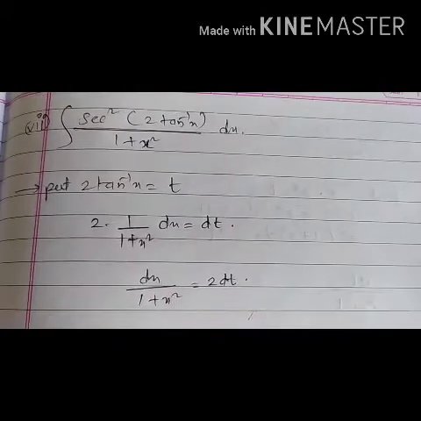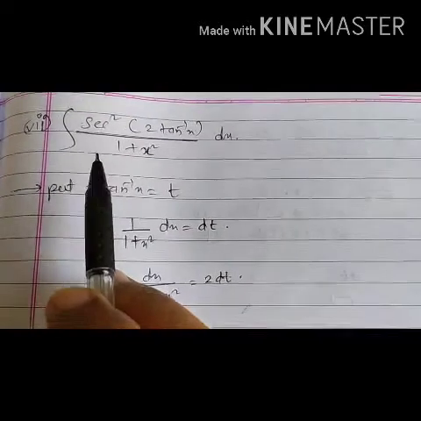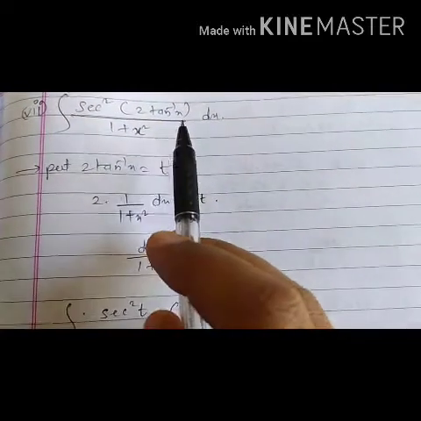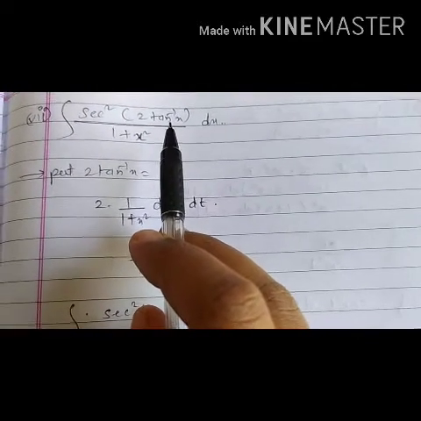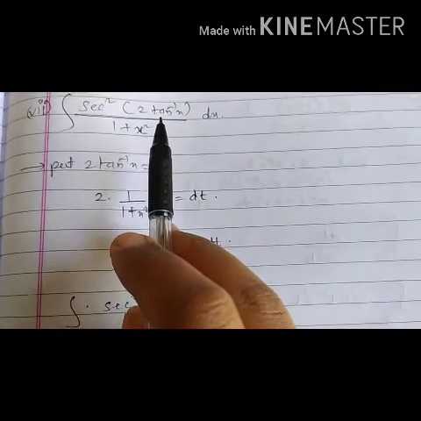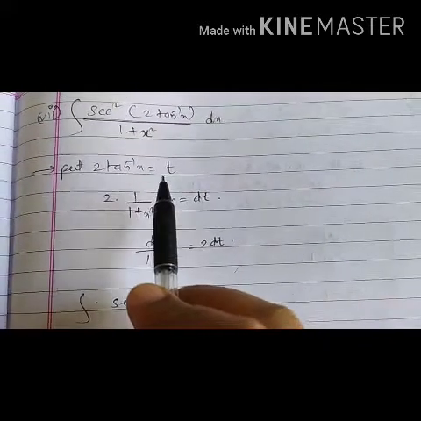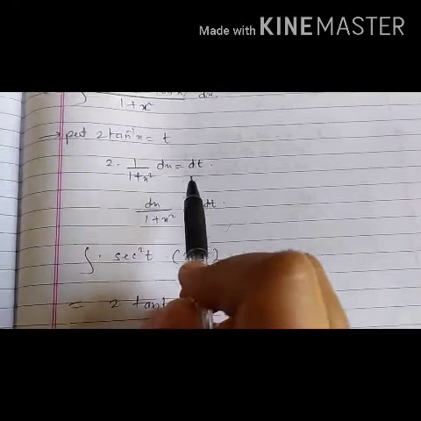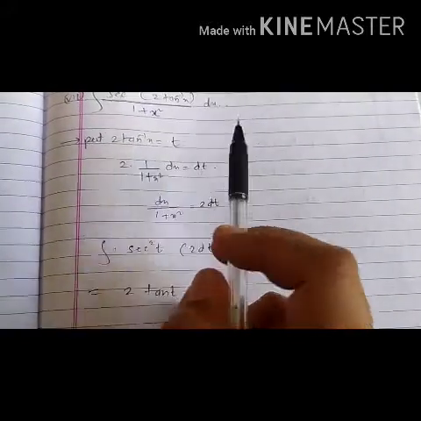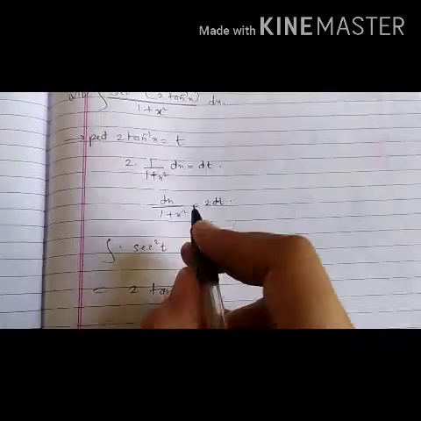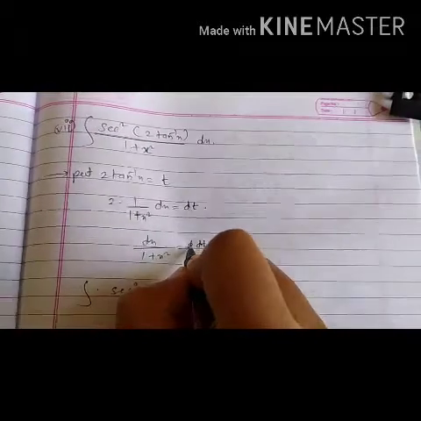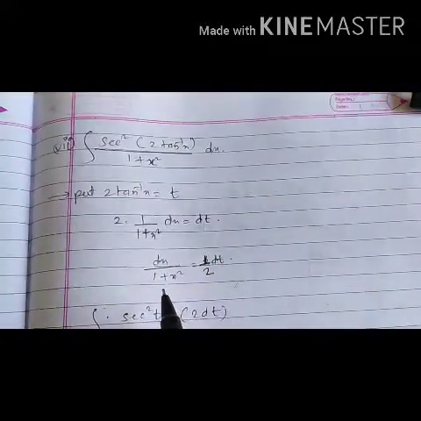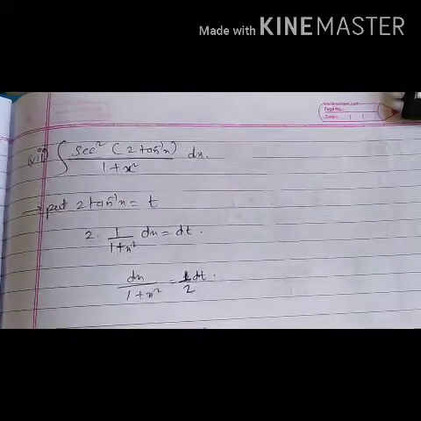Understood? Now the seventh example, integration of sec square of 2 tan inverse x upon 1 plus x square. Now students, it is very clear that derivative of tan inverse x is 1 upon 1 plus x square. So we'll put 2 times tan inverse x equals to t. Differentiating on both the sides, we are getting 2 upon 1 plus x square dx equals to dt. But here only dx by 1 plus x square is there. So we'll take this 2 this side. It will be 1 upon 2. Now dx upon 1 plus x square equals to dt by 2.